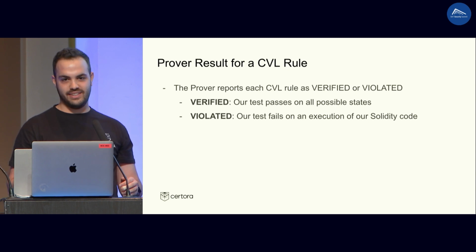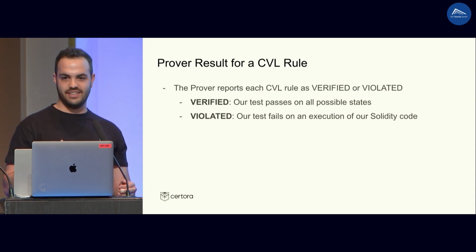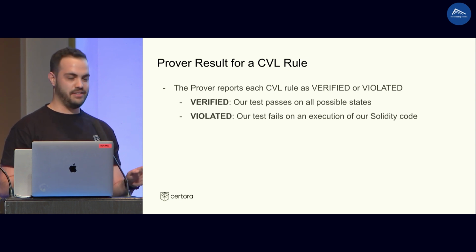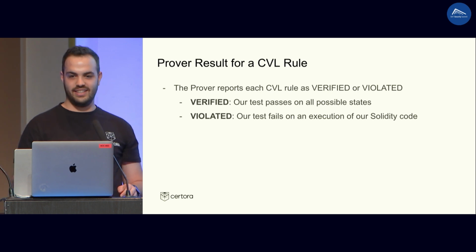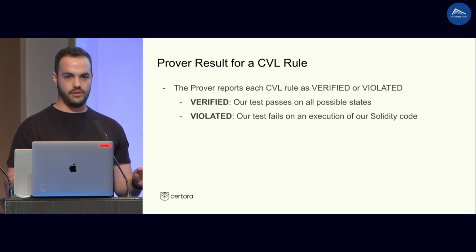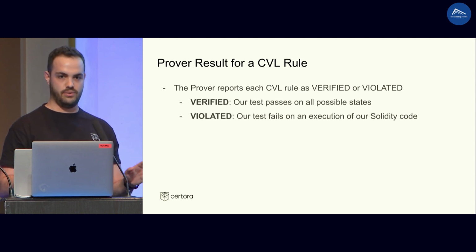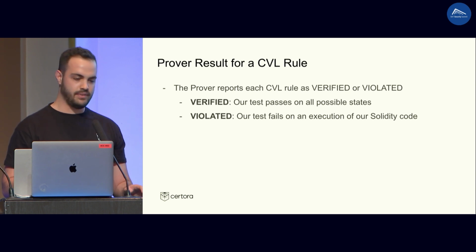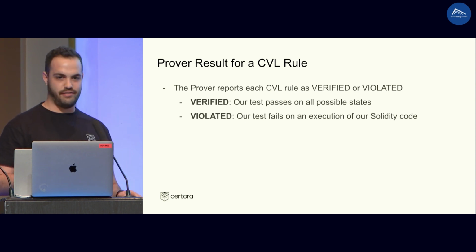The results might be one of two results. Either we get verified, which is a green check mark, which is pretty fun to get, which means that everything is correct and everything is fine. And there is no initial state, there is nothing that a malicious actor can do to break your code, to break your assertion that you wrote in the CVL.